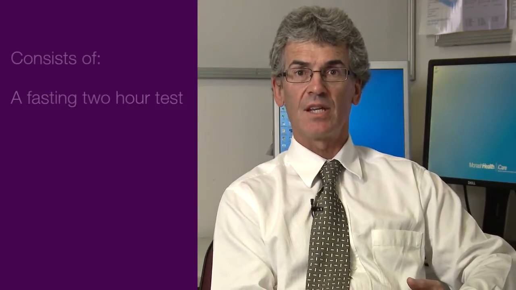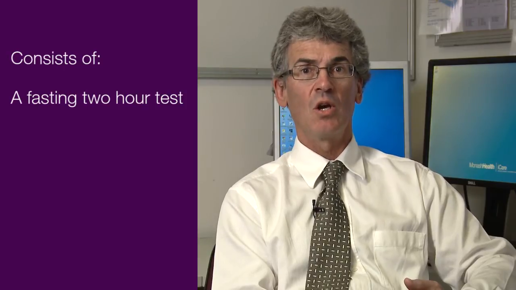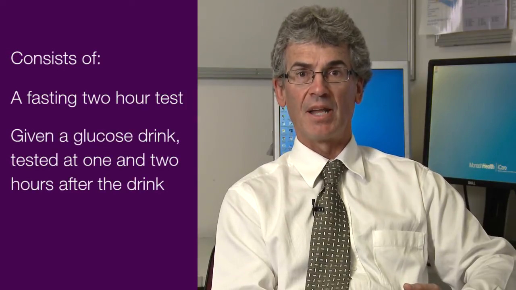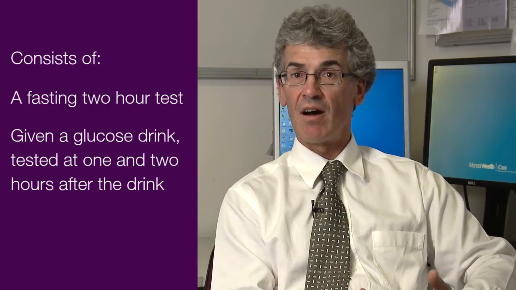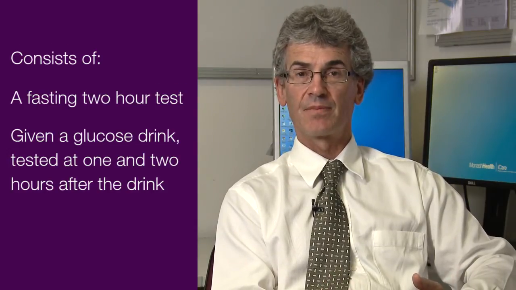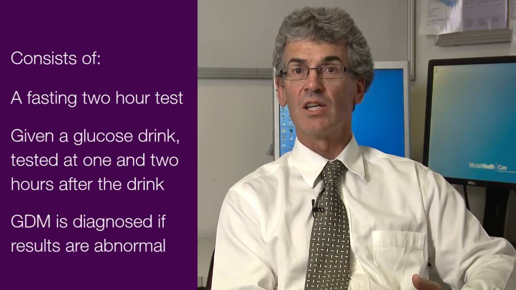We recommend that all pregnant women have a test for GDM. This test consists of a fasting 2-hour test where you're given a glucose drink and then have a blood test performed, initially at 1 hour and at 2 hours after the drink. Gestational diabetes is diagnosed if these results are abnormal. We generally recommend this test is performed around 26 to 28 weeks gestation in most women. Your doctor or midwife may suggest the test is done earlier if you've had gestational diabetes in the past or any other history or factor which may increase your likelihood of being diagnosed with gestational diabetes.